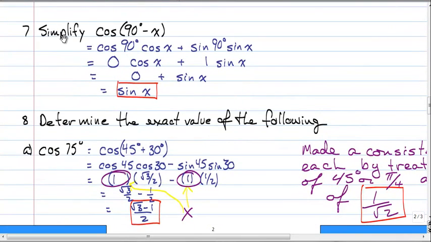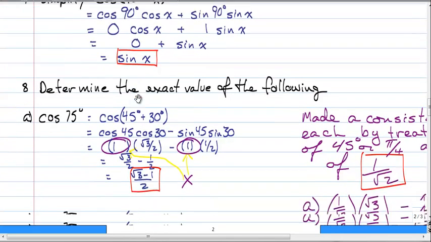In question 7, we simplify sine of 90 minus x, so with the sum and difference identities, that becomes cosine of 90 times the cosine of x plus sine of 90 times the sine of x. Well, you should know cosine of 90 is 0. Cosine of x is whatever it is. Sine of 90 is 1, and sine of x is whatever it is. So 0 times cosine gives me nothing, and I'm left with sine of x.